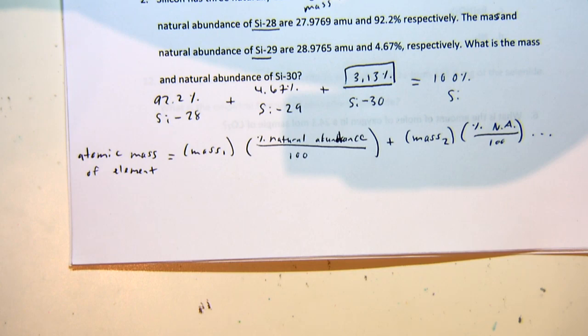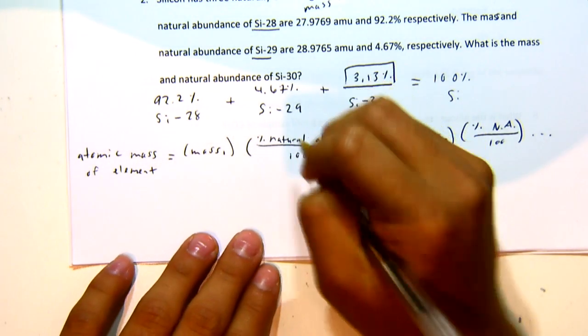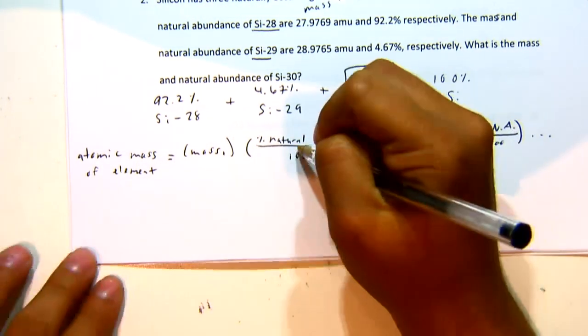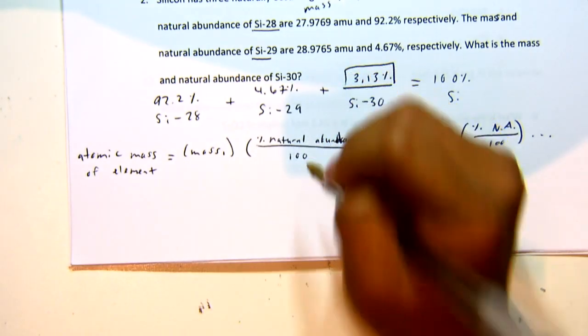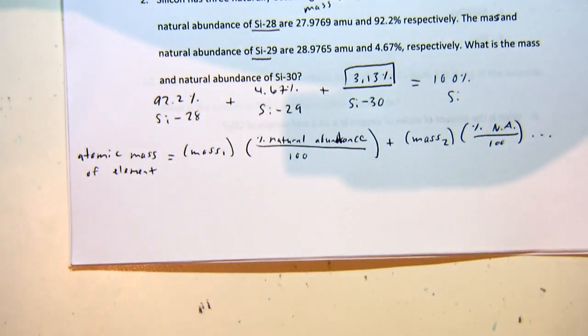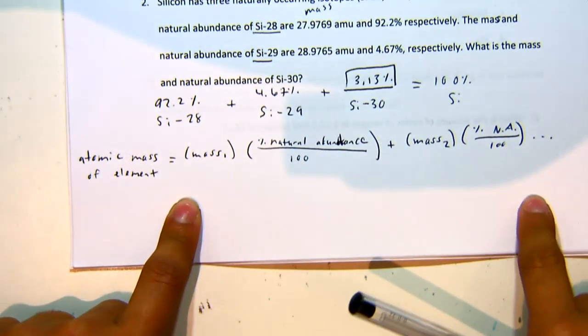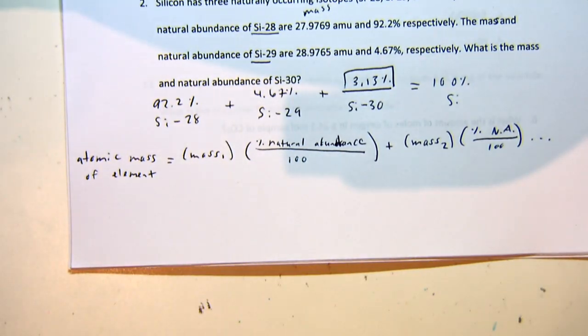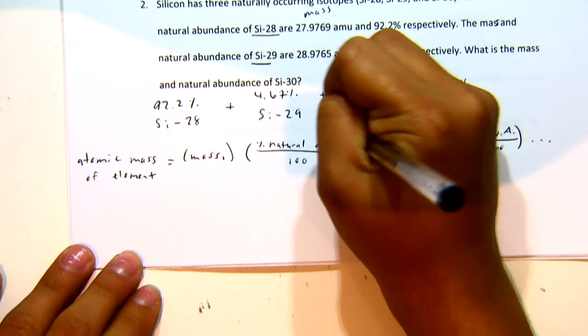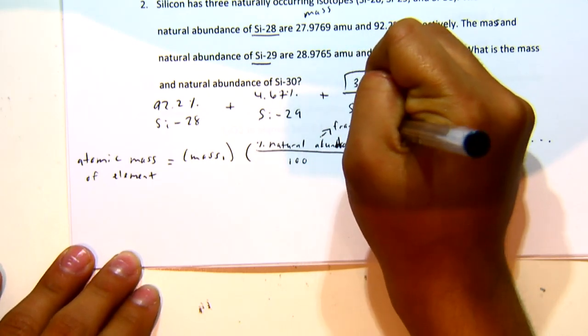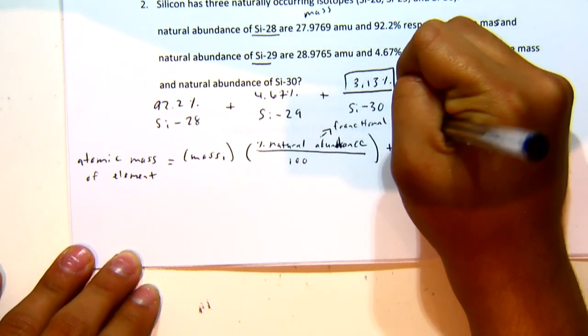And if you notice, I'm dividing the natural abundance by 100% because they gave us our abundance in a percentage, and we want it in fractional abundance when we're doing the atomic mass of the element. So you're going to have to divide it by 100 to give us fractional abundance.